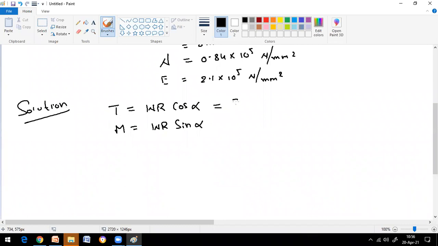What is the load given? 300. What is the radius of the coil? 50 cos 12 degrees. 300 into 50 into sin 12 degrees. Tell me what is the torque value and what is the moment value?